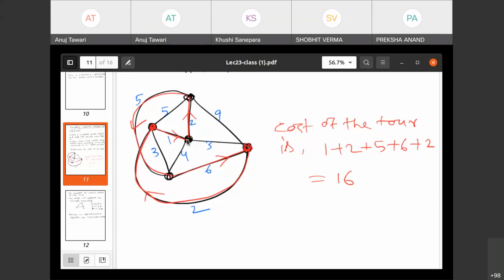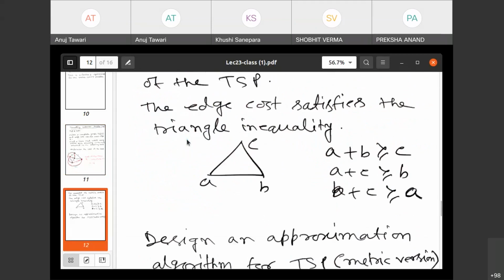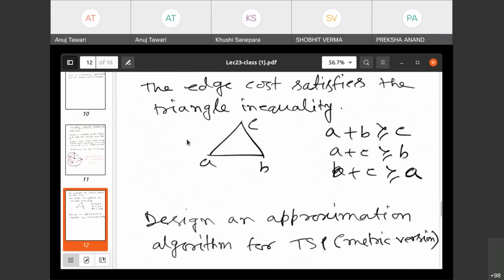So somehow you have to use this triangle inequality also, right? In this problem, that a plus b, if these are the edges, a plus b is always greater than or equal to c, a plus c is always greater than or equal to b, b plus c is always greater than or equal to a. So how is this going to come into play? That's the main issue with this problem.